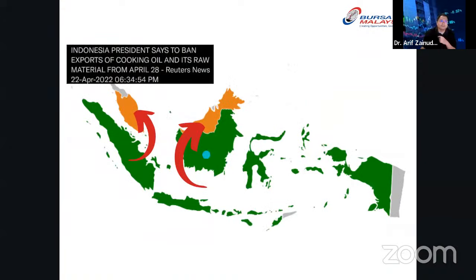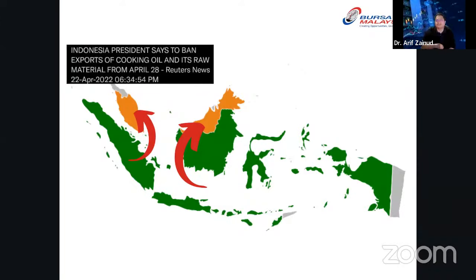So at the time, President Jokowi made a statement that he was going to ban exports of cooking oil and its raw material from April 28th. What happened was it caused a massive panic. I'll share the news here. This was when the Indonesian president decided to ban exports of CPO.